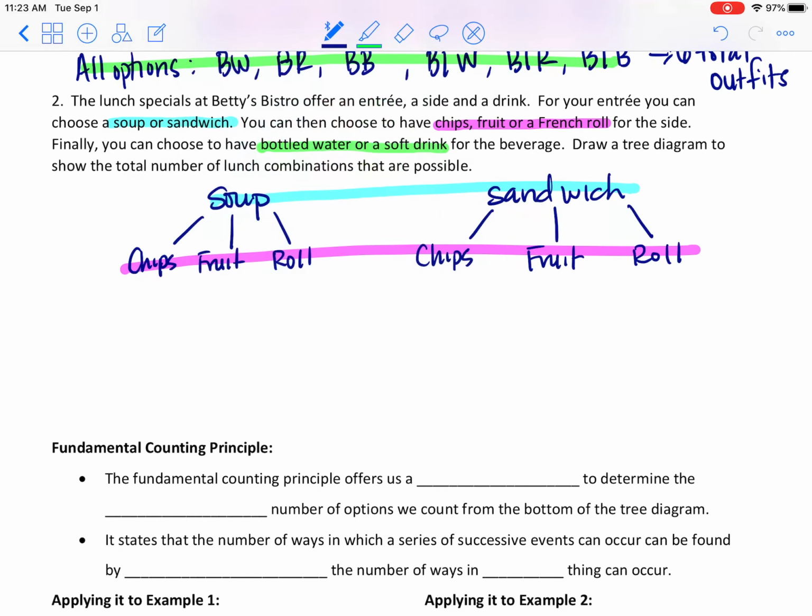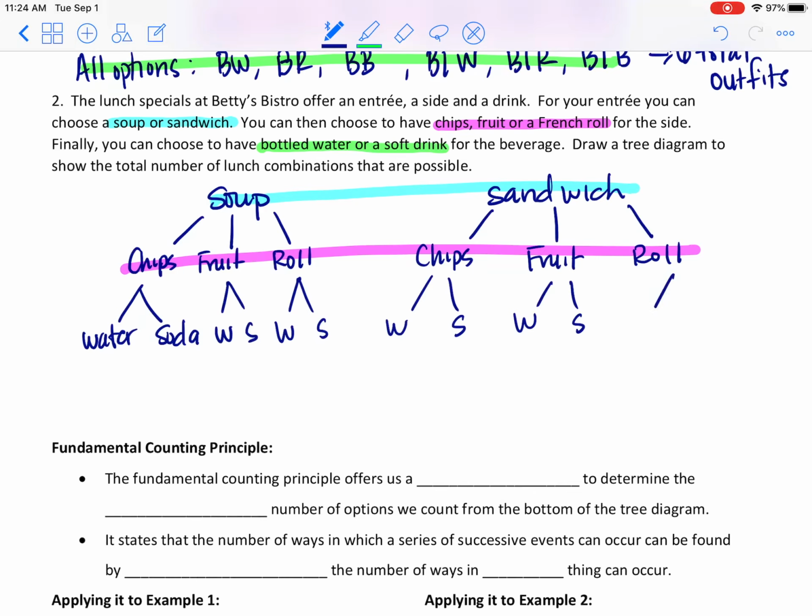So I could have chosen a soup with chips, and then from there I choose water or soda. Or I could have had soup with fruit, and then I could have chosen water or soda. Or it could have been soup and a roll, and then water or soda. Right? And the same thing on this side. It could have been a sandwich, and then chips, and then water or soda. Or it could have been a sandwich with fruit, and then water or soda. Or it could have been a sandwich with a roll, and then water or soda. So that third tier strings all the way across here.